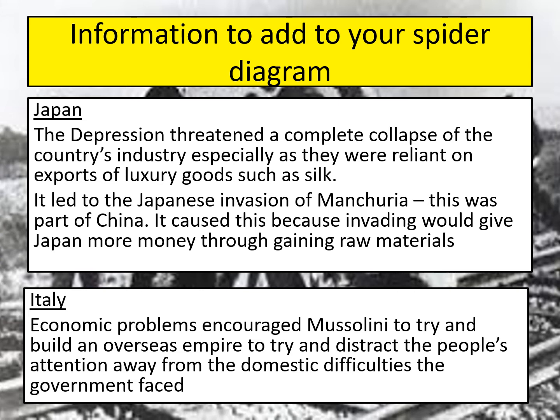Now, in Italy, economic problems encouraged their leader, a man called Mussolini, to try and build an overseas empire to distract the people's attention away from the domestic difficulties the government faced. Essentially, people often criticise the government when there's economic problems, and Mussolini thought if he could rebuild this big, old, grand Roman Empire, he could distract them and give them something to be proud of rather than criticising the government. So that's what he does. So I'd like you to pause it again and make a few notes about how Italy was affected.